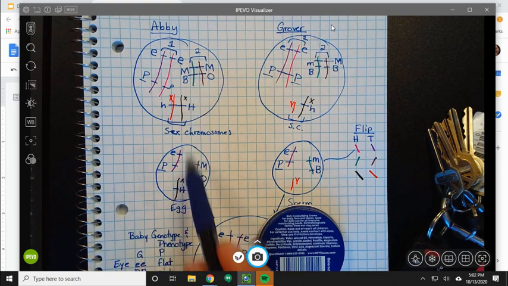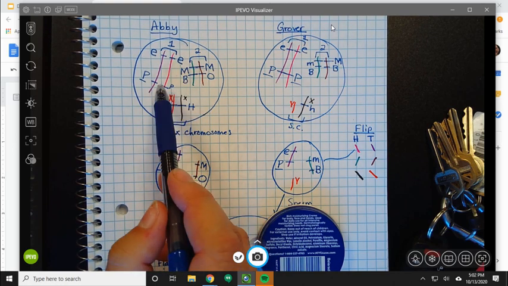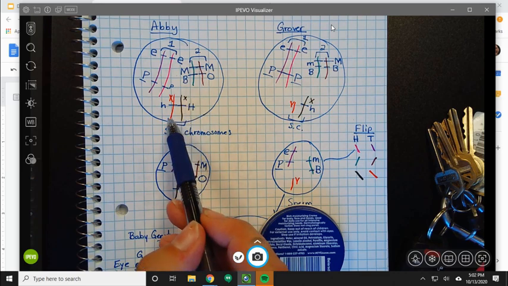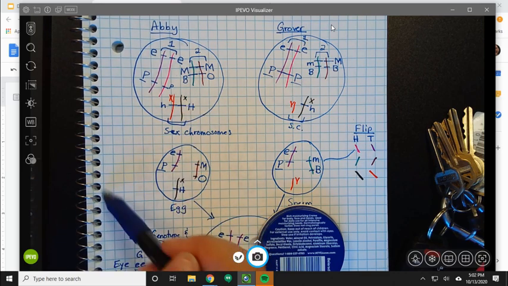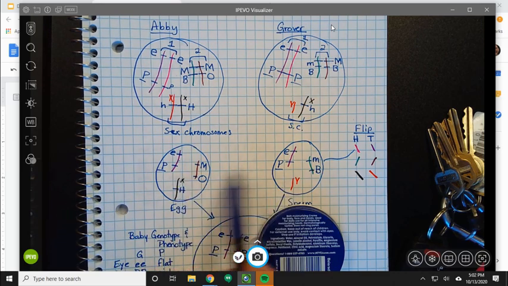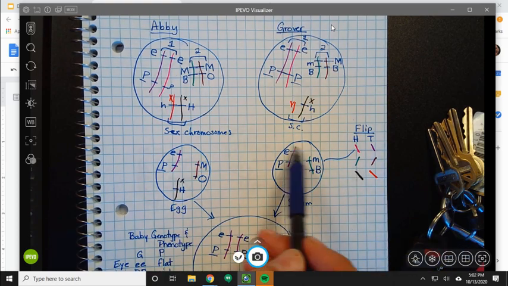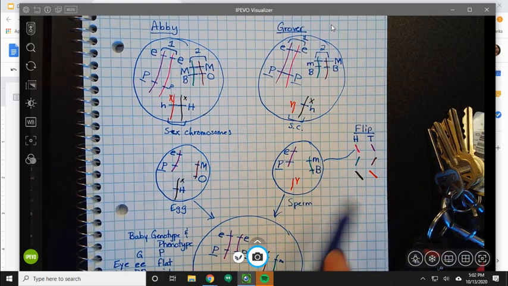This chromosome is going to go into this egg. So that pink chromosome, the green one, and the red sex chromosome, those are going to go into a different egg, but they're not the one that's going to be fertilized. Same process happens here with the sperm.